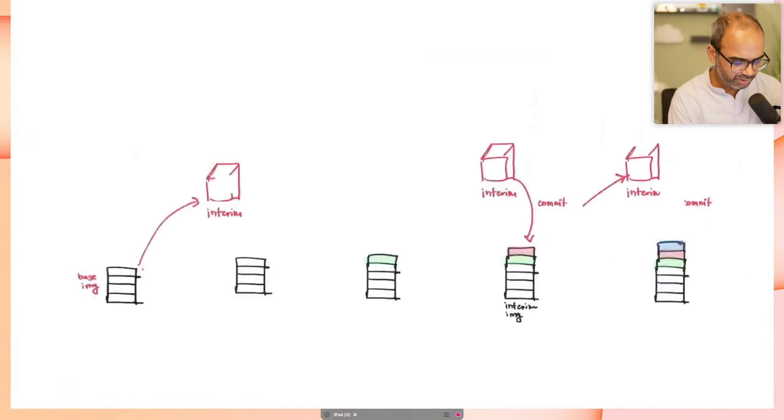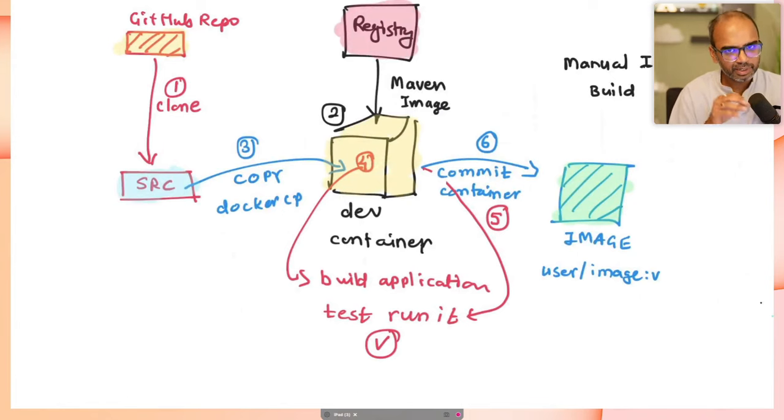It's a very interesting concept. So it is about the Dockerfile, how the Dockerfile gets executed. Because if you remember, when I created this manually, I only created one container and committed only once. Now with Dockerfile, this is how it works.